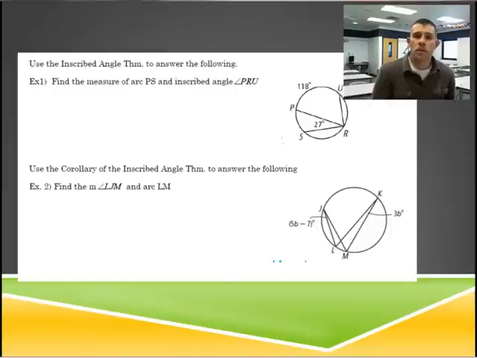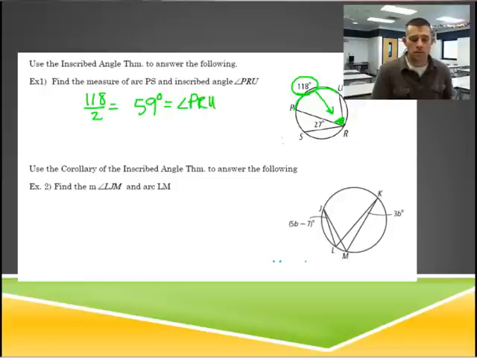Let's try a few examples. In this one, it says to use our inscribed angle theorem to answer the following questions. It says find the measure of arc PS and the inscribed angle PRU. So inscribed angle PRU is right down here in this corner. And I see that it's inscribed and its intercepted arc is 118. Therefore, the relationship between the intercepted arc and the inscribed angle is 1/2. I need to take 1/2 of 118, and that's going to give me 59 degrees. Therefore, the measure of angle PRU is equal to 59 degrees.